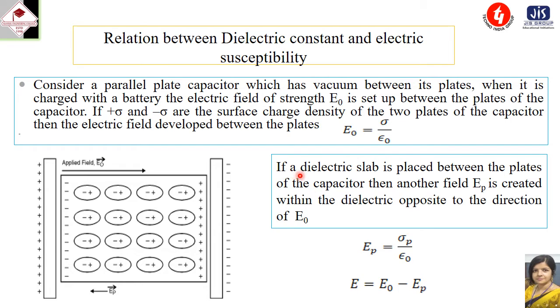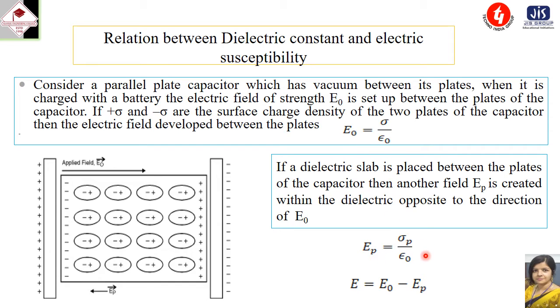Now if a dielectric slab is placed between the plates of the capacitor, then another field EP is created within the dielectric, opposite to the direction of E0. So E0 is shown in this direction and EP is shown in this direction. Here the dielectric material is introduced between the two plates of the parallel plate capacitor. We already know the expression E0 equals sigma by epsilon 0.